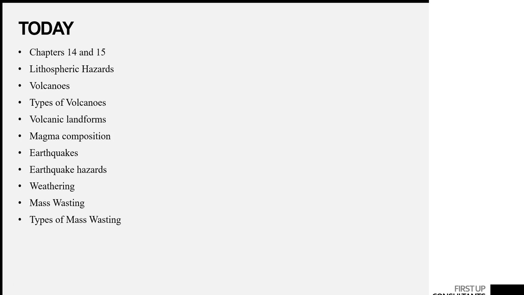So today, volcanoes, earthquakes, and then I'm sorry, I do go through these before I start recording and then I always see mistakes. So we're not going to talk about weathering and mass wasting today. For today we're going to go from hazards, volcanoes, types of volcanoes, volcanic landforms, magma composition, earthquakes, and earthquake hazards, and eventually we will talk about weathering, mass wasting and types of mass wasting, but not today.